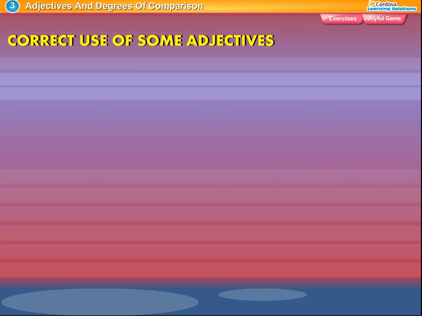Adjectives change in form to show comparison. The positive degree is used when no comparison is made. The comparative degree is used when two persons or things are compared, use of than. The superlative degree is used when more than two persons or things of the same class are compared.